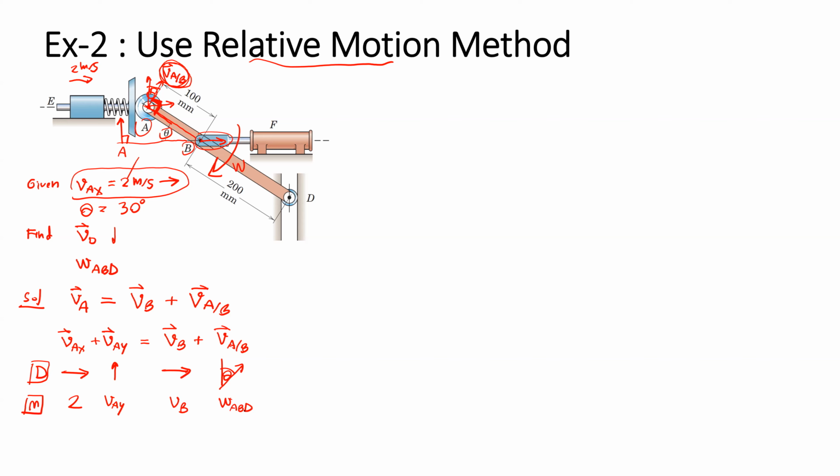Multiplied by the radius. The radius means the distance between point A and point B. The radius is 0.1 meter. So for the x direction, on the left-hand side, for the x direction, for the left-hand side we have 2.